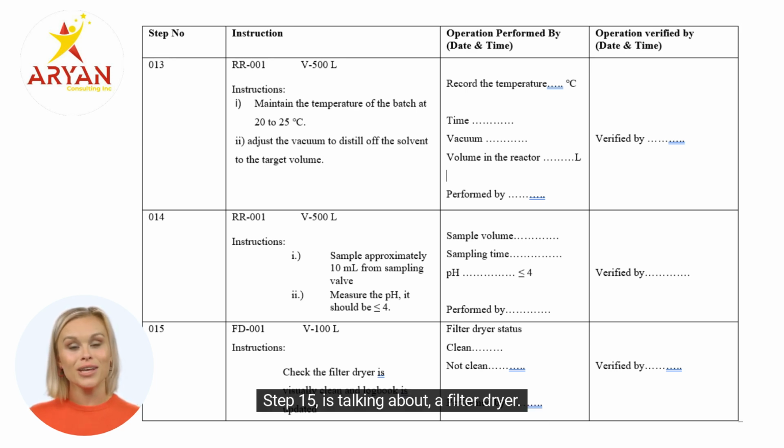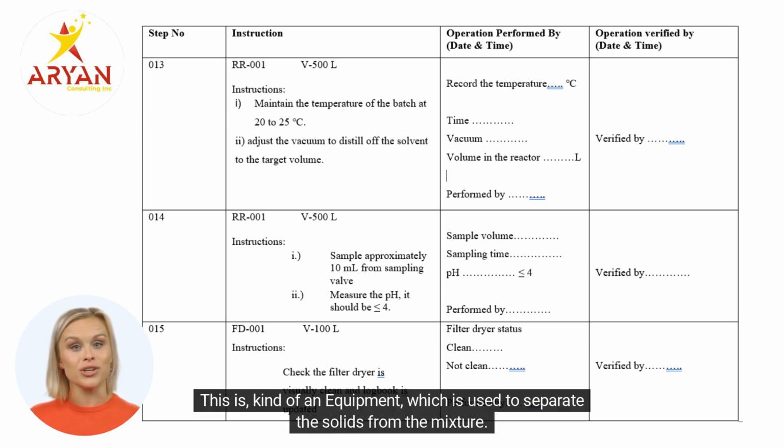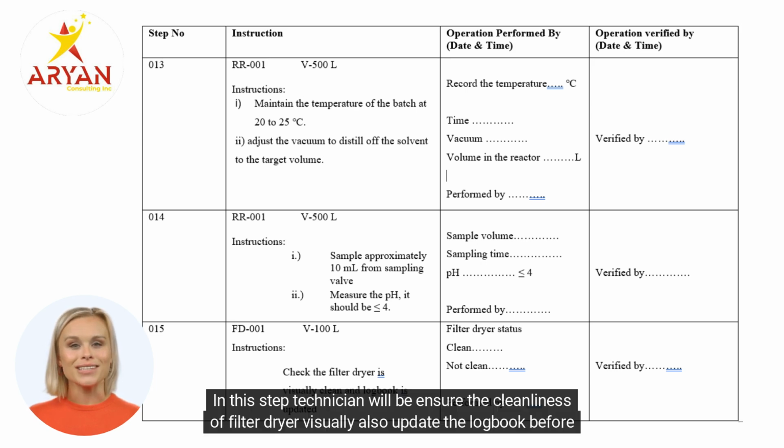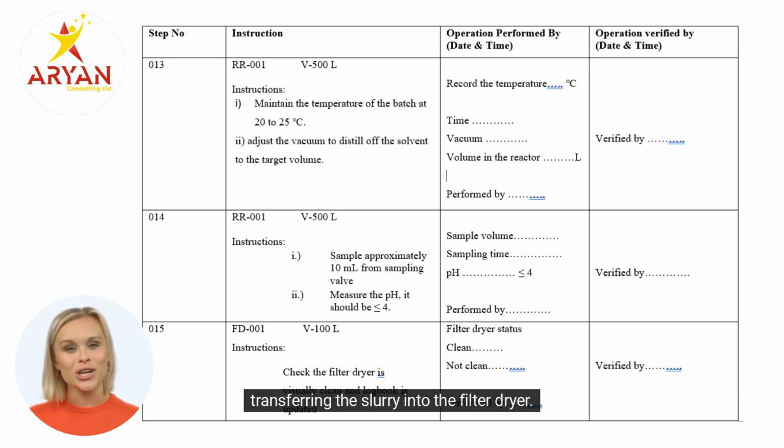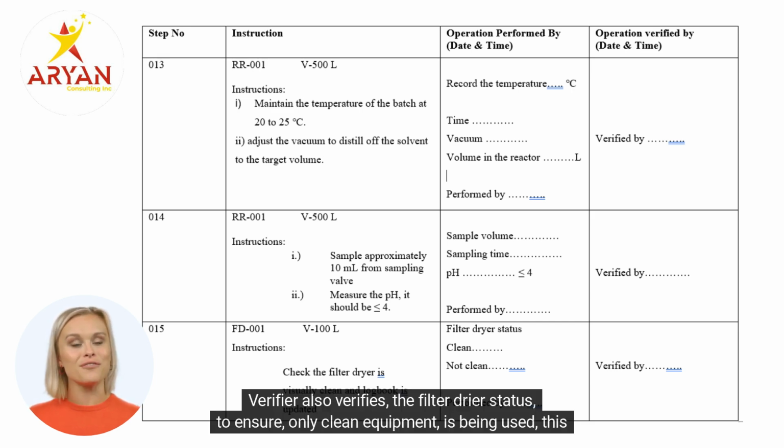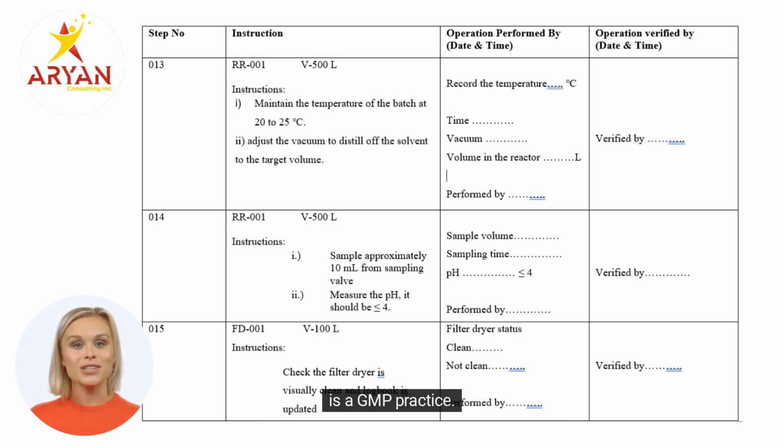Step 15 is talking about a filter dryer. What is this filter dryer? This is a kind of equipment which is used to separate the solids from the mixture. In this step, technician will ensure the cleanliness of the filter dryer visually and update the logbook before transferring the slurry into the filter dryer. Verifier also verifies the filter dryer status to ensure only clean equipment is being used. This is a GMP practice.